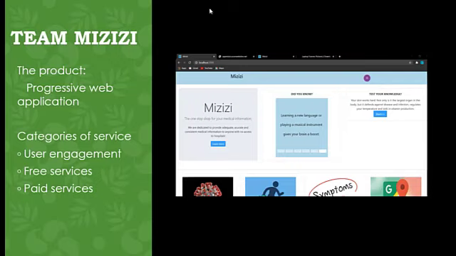Therefore, the progressive web application. On this web application, we focused on creating an easy to use front end design and focused on providing three key aspects of service on our application. We would provide free services, which would be part of our initiative to empower the citizens. We would have the trivia section, whereby we focused primarily on user engagement.